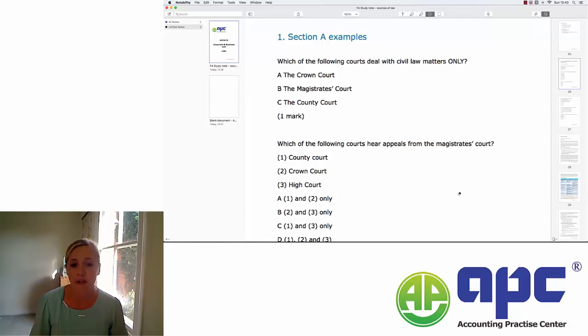Is it A, the Crown Court? Is it B, the Magistrates Court? Or is it C, the County Court? So this question is asking you to find one court, one of these three possible answers, which is a court that deals with civil rather than criminal law matters only. So have a think about it, look through your notes, and we'll debrief it shortly.